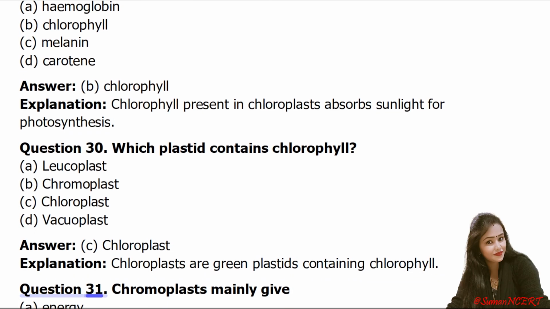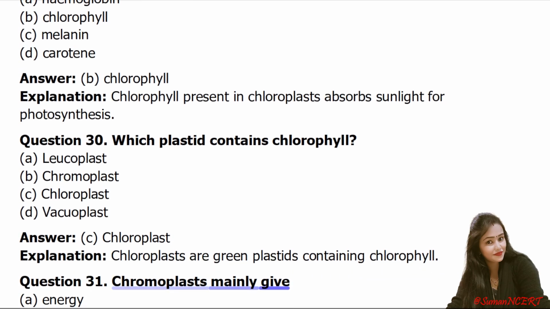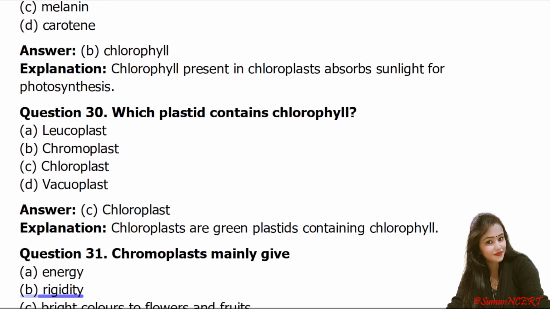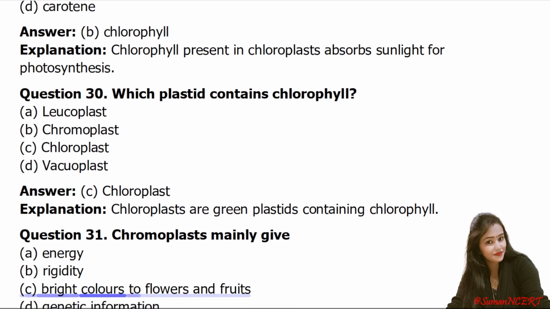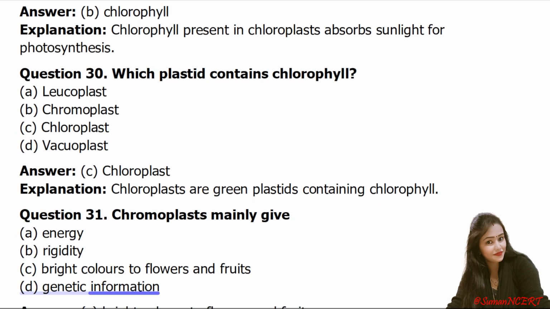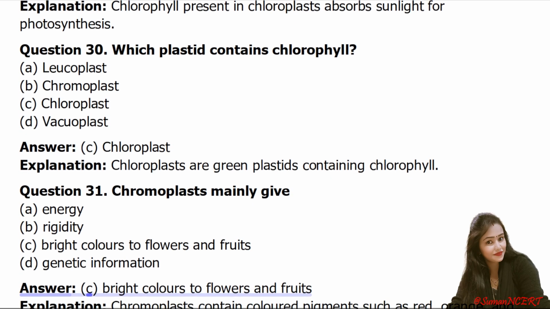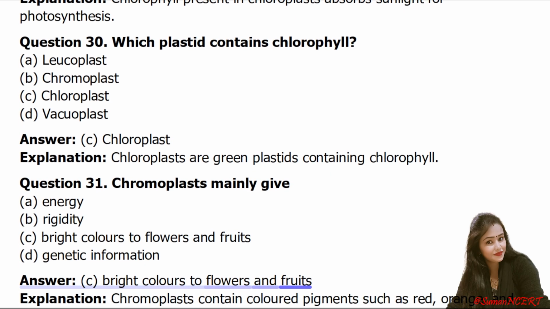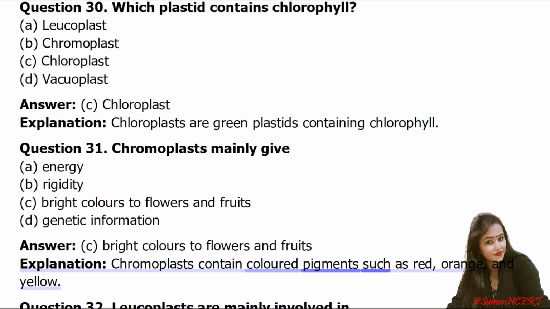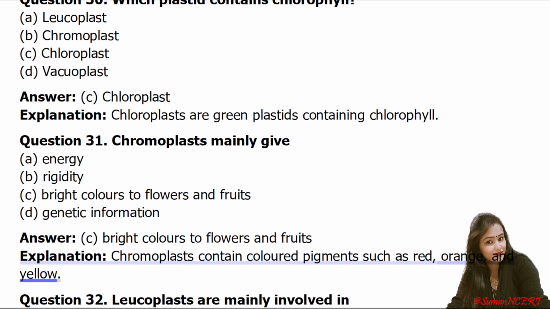Question 31. Chromoplasts mainly give A. Energy. B. Rigidity. C. Bright colors to flowers and fruits. D. Genetic information. Answer, C. Bright colors to flowers and fruits. Explanation: chromoplasts contain colored pigments such as red, orange, and yellow.